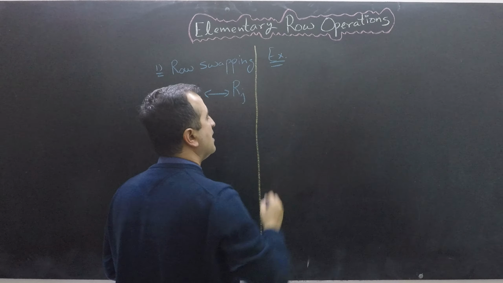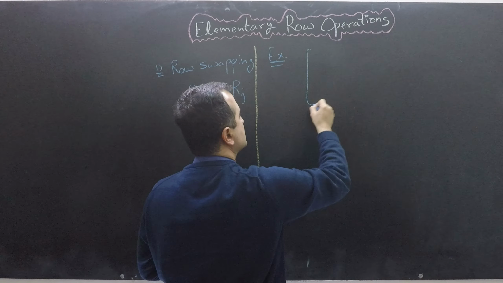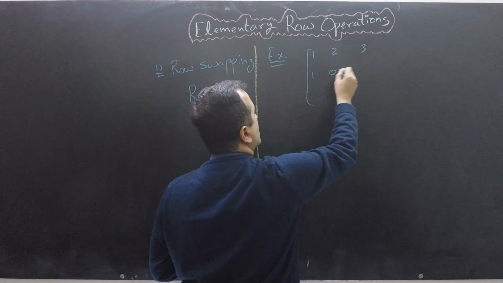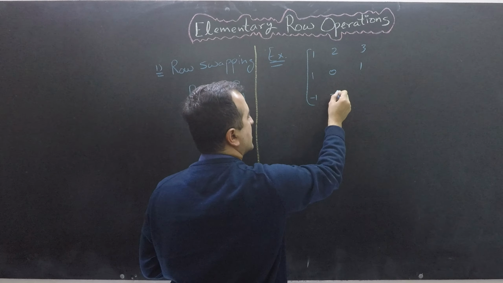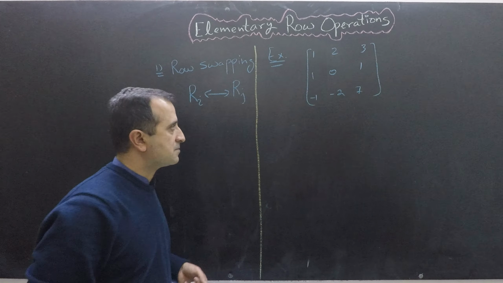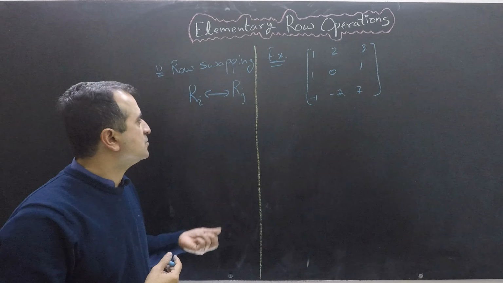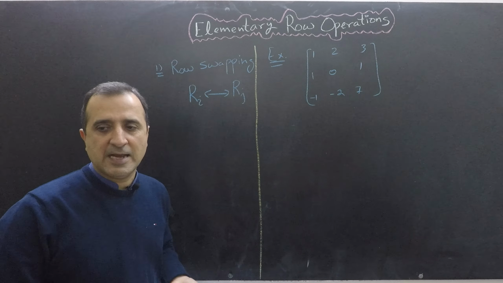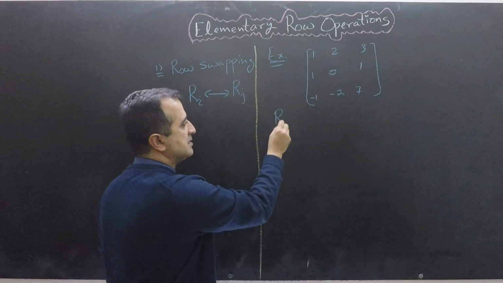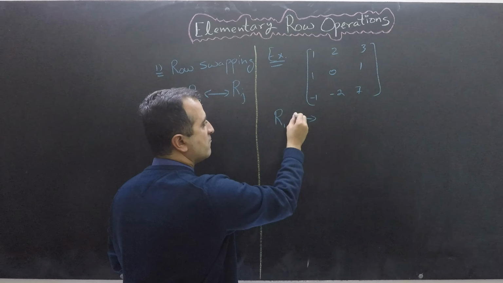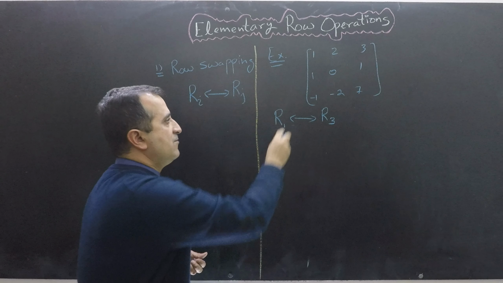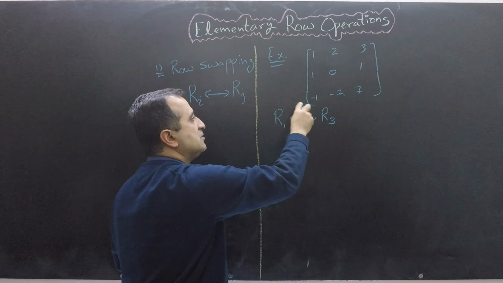In this example, I have a matrix which is 1, 2, 3, 1, 0, 1, minus 1, minus 2, and 7. Let's say I'm asked to swap the first and the third row. That means the operation that I want to do is R1 swap with R3. So I have to basically change the location of these two rows.